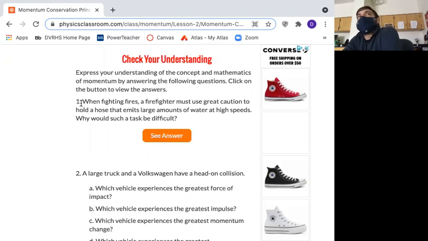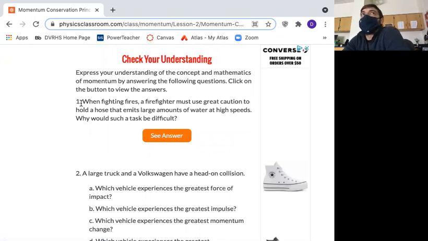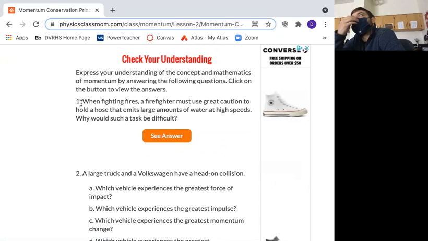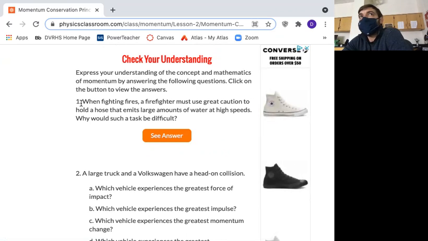There are some understanding questions here I want you guys to try and answer. Maybe just throw them around the room and see what you think. When fighting fires, a firefighter must use great caution to hold a hose that emits large amounts of water at high speeds. Why would such a task be difficult? Any ideas? Go ahead, Gio.